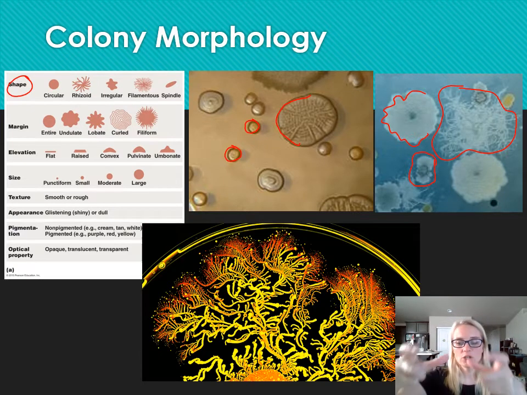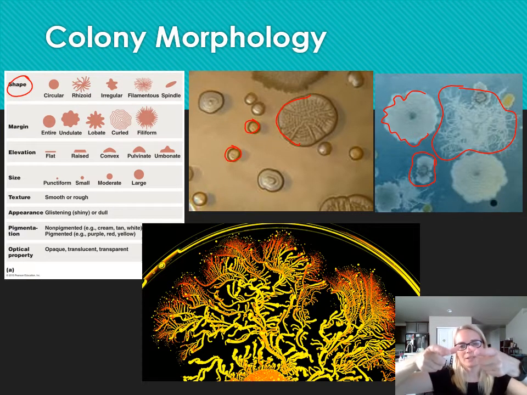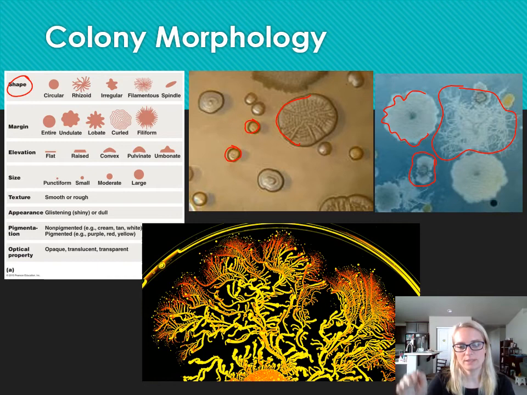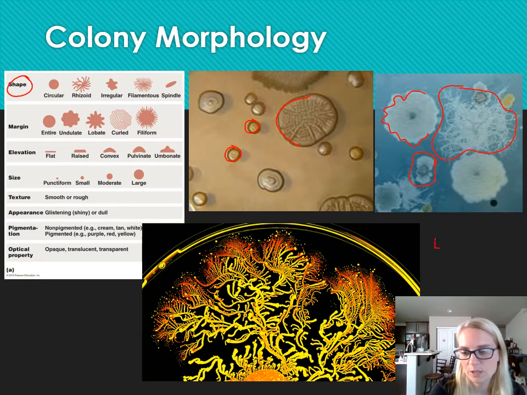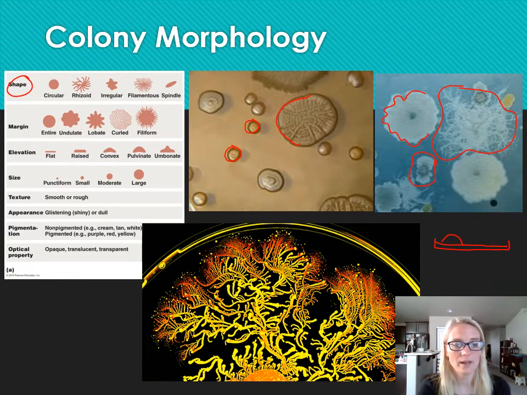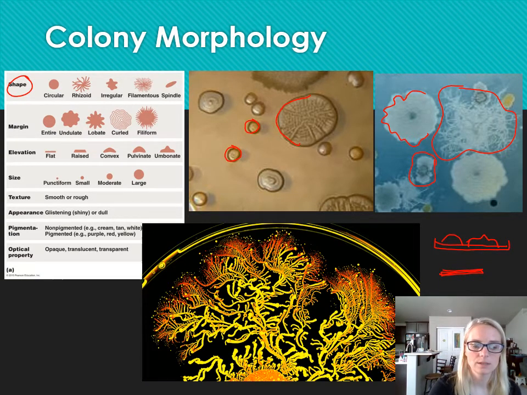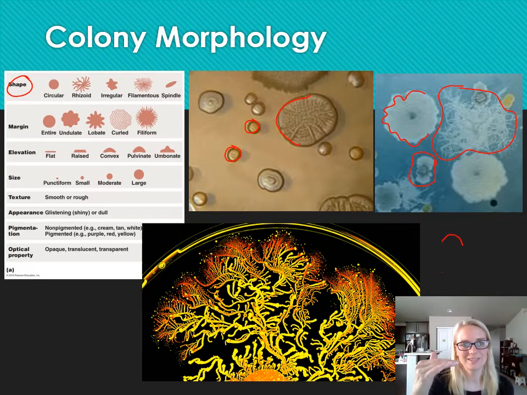And then elevation is if you're to take your petri dish and look at the side, how tall is it? So if you're looking at the side of your petri dish, and here's your agar, and your bacteria is growing in a dome like that, we call that convex. Or sometimes it's got a little bump in the middle, and we would call that umbonate. Or maybe it's just flat, a little like a table rock shape. That would be a flat or a raised colony. So looking at it from the side would be the elevation.